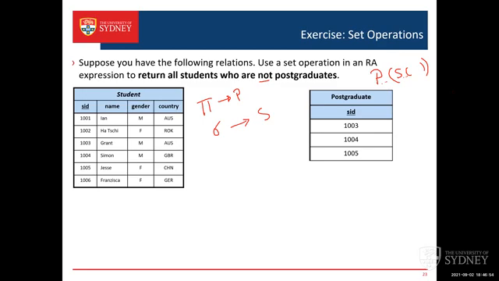You can see no answer for the time being. Okay, so let me give you some clue. In the student table, we have all the students' information. In the postgrad table, we have postgrad students. So who are not postgrad? So here, all the students here who are postgrad. So if I simply do a set difference between student and postgrad, that will be fine. Right?